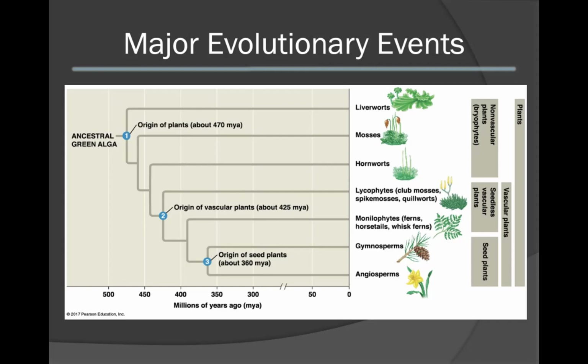This led to the presence of modern-day lycophytes, which include club mosses, spike mosses, and quillworts, and monilophytes, which include ferns, horsetails, and whisk ferns. And finally, the origin of seeds in plants as a mode of dispersal, which are now present in modern-day gymnosperms and angiosperms.